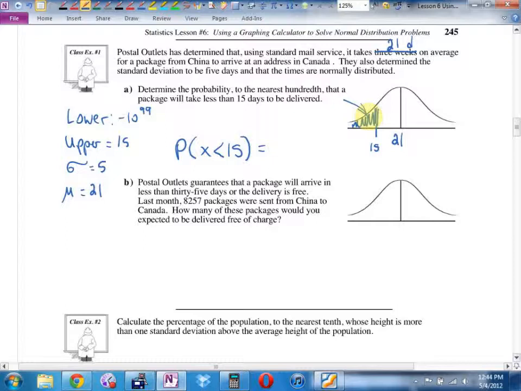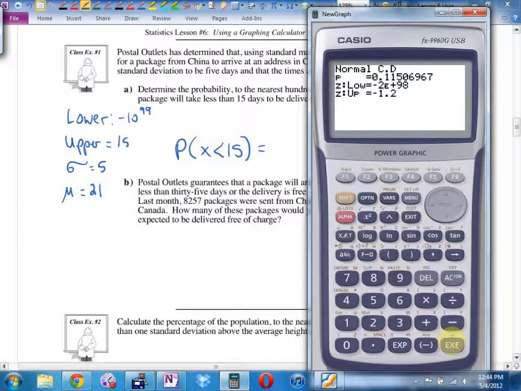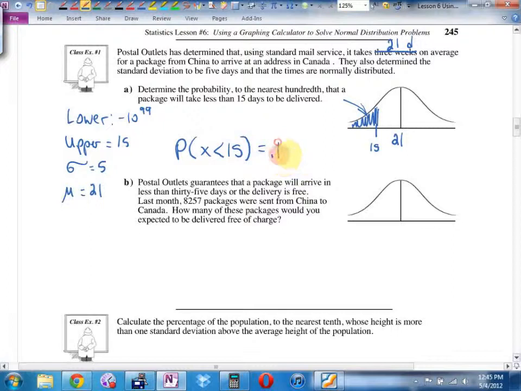And I didn't tell you on purpose, because part of one of the skills you need to learn is to interpret which one you're using for which question. If they tell you the percent or the area, use inverse norm. If they want the percent or the area, use the NCD. And you get 0.1151. That's the probability that a package will take less than 15 days.